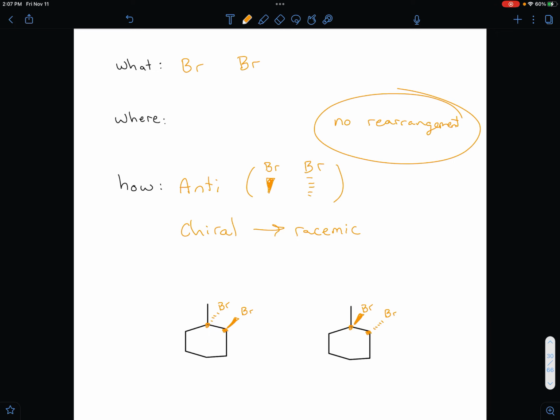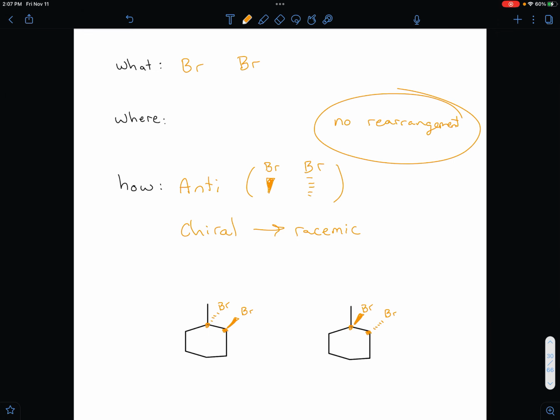A very common question is, how do you know which one is coming out at you and which one's going away? And the answer is, if you have to draw that, you're going to get both. So both bromines will come out at you, both bromines will go away from you. And in these products, they'll switch in the 2 enantiomers.